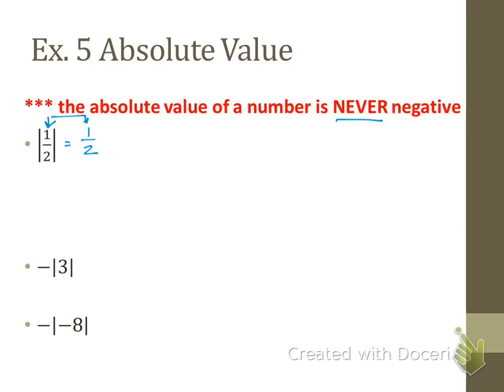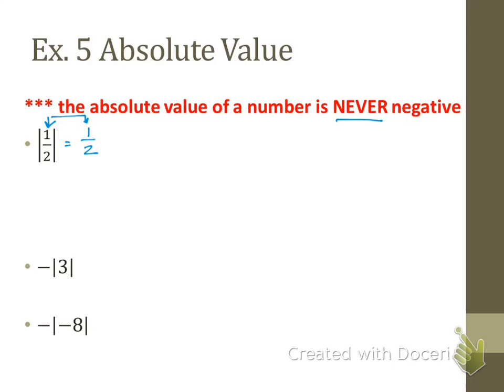Here's one other thing now. Stay with me as I say this. The absolute value of a number is never negative. However, there's always an exception. That does not mean our answer is never negative. Does everybody hear that? The absolute value of a number is never negative. However, that does not mean that our answer is never negative.